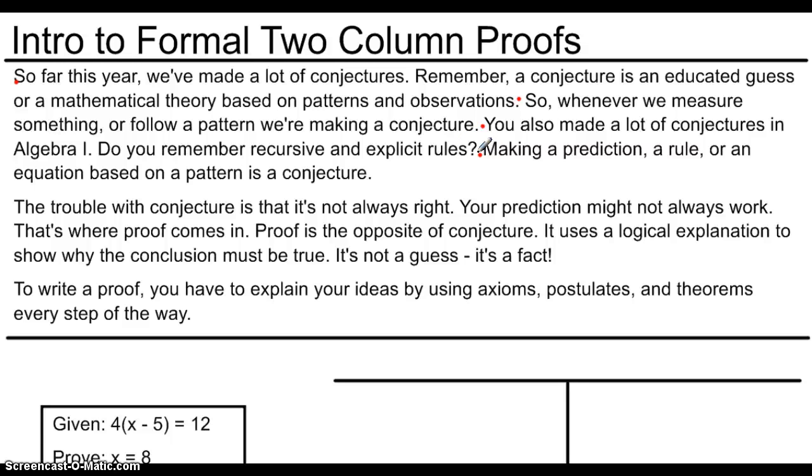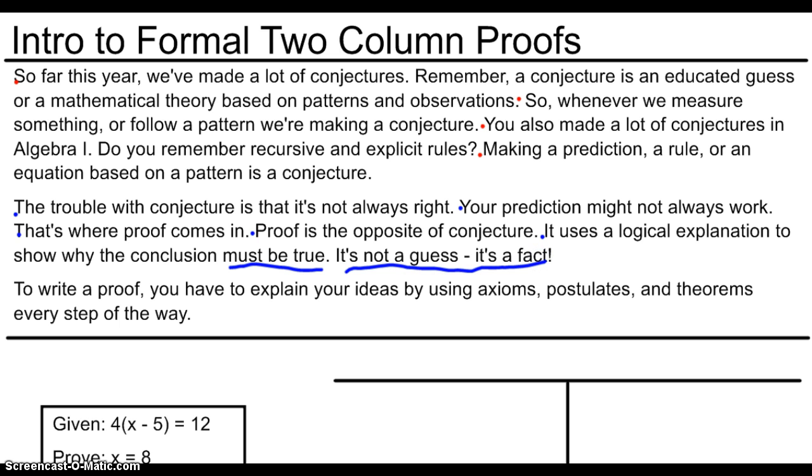So all the number patterns we did, all the shapes and picture patterns we did, we made conjectures for all of those. But there's an issue. The trouble with conjecture is that it's not always right. Your prediction might not always work. That's where proof comes in. Proof is the opposite of conjecture. It uses a logical explanation to show why the conclusion must be true. Conjecture has to do with guessing, an educated guess, but proof is not a guess.